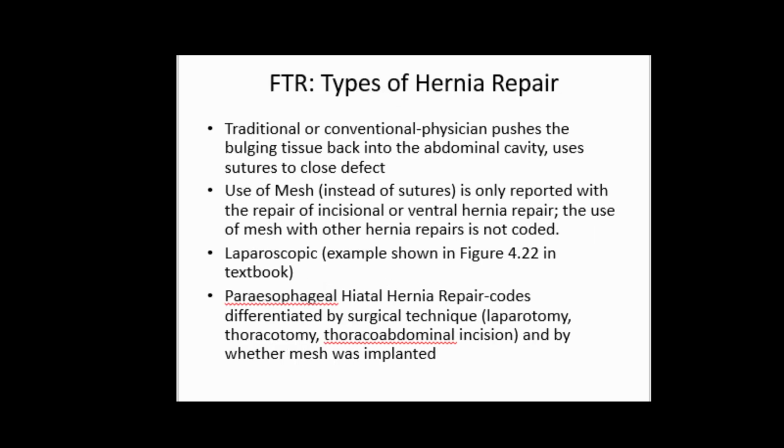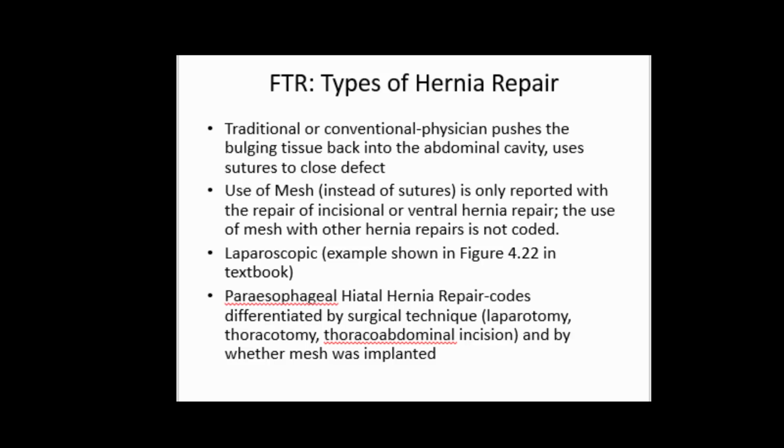Types of hernia repair, you have the traditional, where the physician just pushes that bulging tissue back into the abdominal cavity and closes the hole with sutures. You have mesh, where the doctor puts a mesh over the hole and sutures that in place. The use of mesh is only reported when the physician is repairing an incisional or a ventral hernia. The use of mesh with any other hernia repair is not coded.